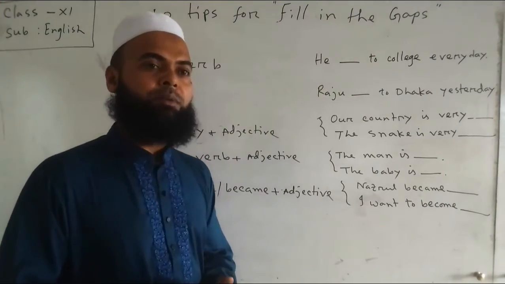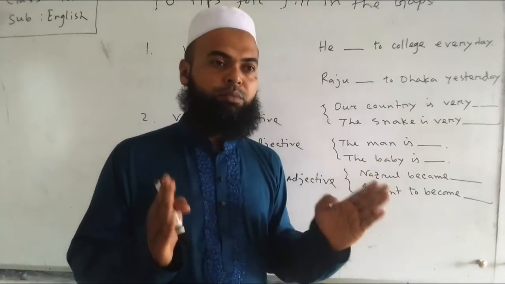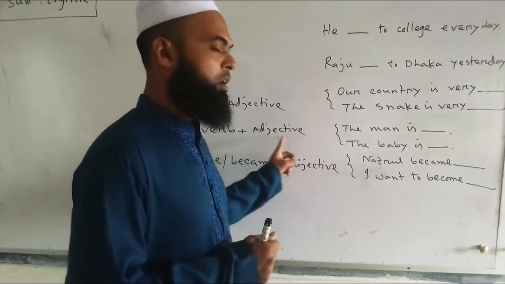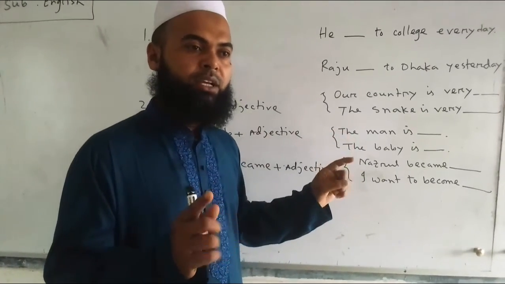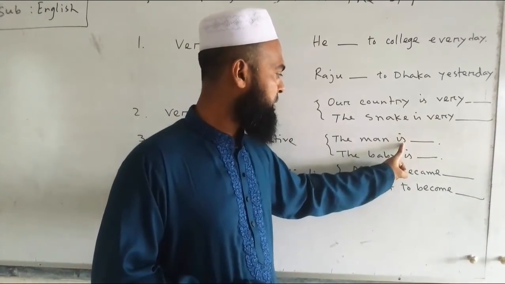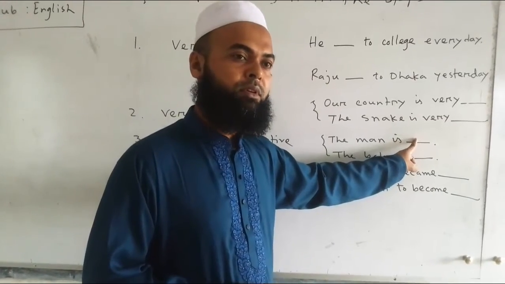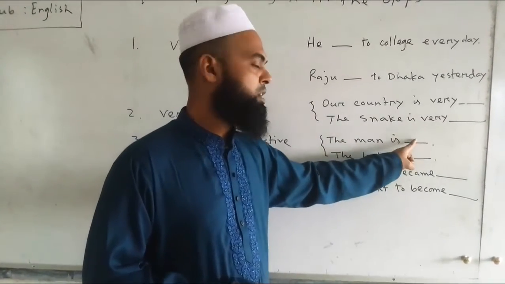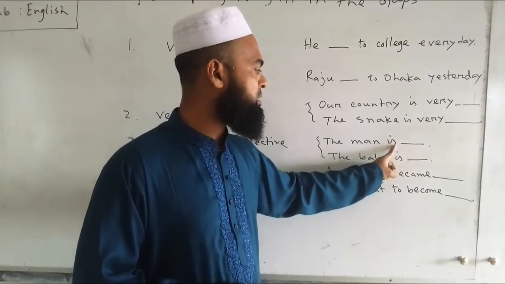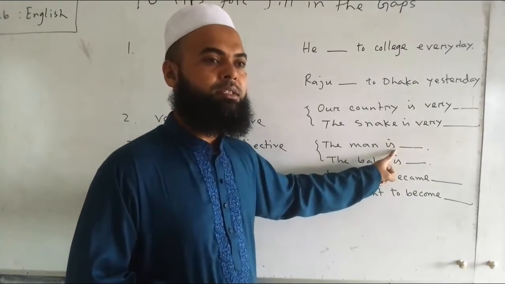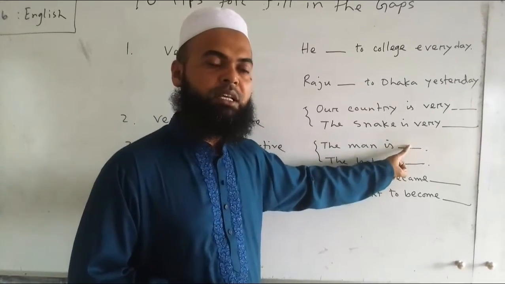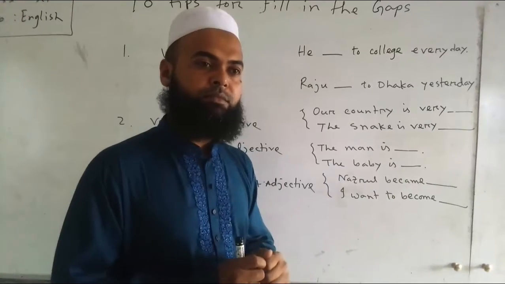We know be verbs. For example, be, am, is, are, was, were, been. These are be verbs. So after be verb, if you find a gap, then you will write an adjective. For example, the man is dash. The man is poor. The man is old. The man is great. The man is popular. The man is famous. These words are adjectives.